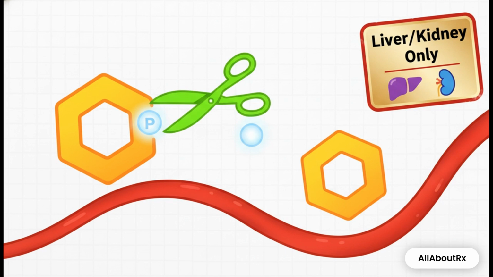Glucose 6-phosphatase removes the final phosphate, bypassing hexokinase to release free, usable glucose straight into the blood. And here is a vital, high-yield fact. This specific enzyme is a feature entirely unique to the liver and the kidney.